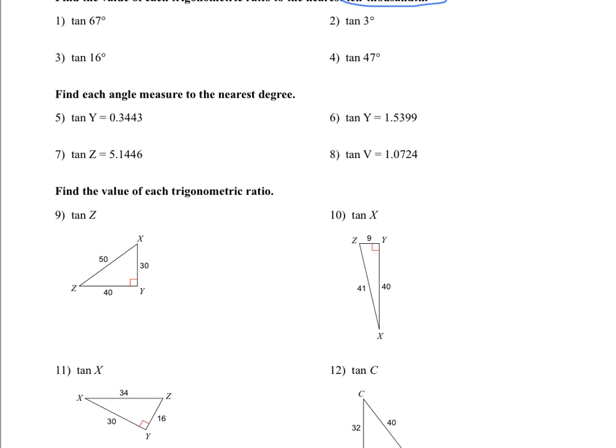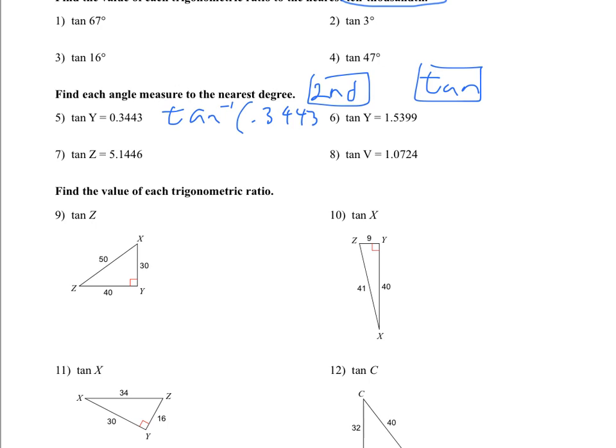Number 5 through 8, this is where you have the missing angle. So don't forget this section. You're going to do second tangent to get the inverse. And all you'll do there, it should look like this. Enter and you'll get your answer. Nearest degree, which is basically the nearest whole number.